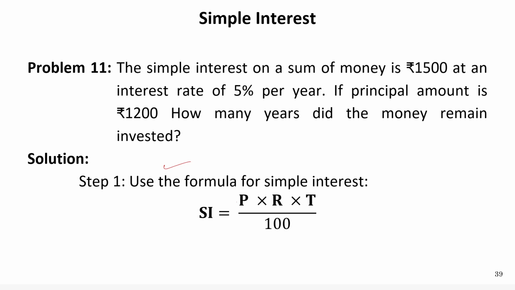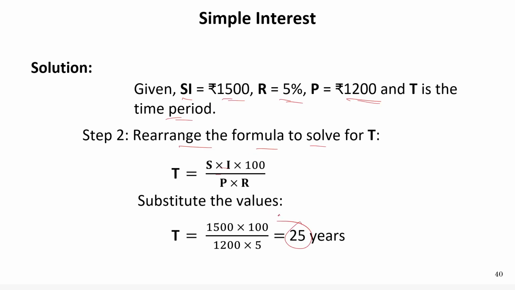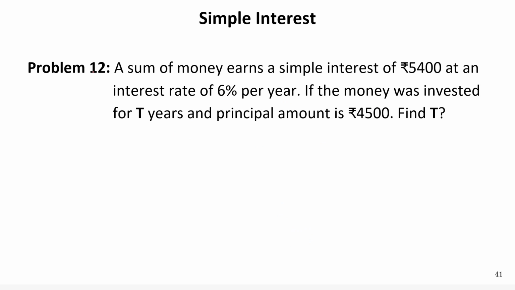So if the simple interest on a sum of money is 1500 at an interest rate of 5% per year, and the principal amount is 1200, then how many years did the money remain invested? So it remained invested for 25 years. Okay. So let's see problem number 12.